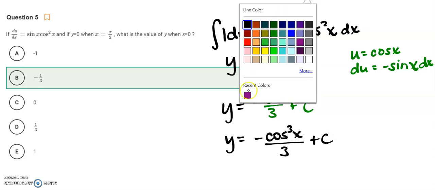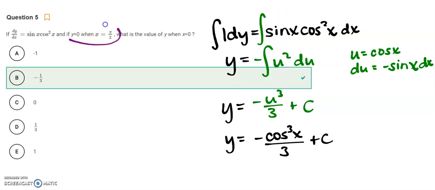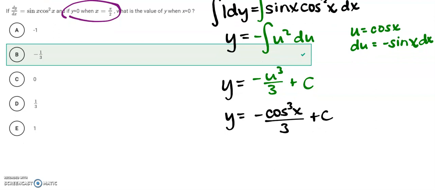And now I'm ready to use that initial condition. So I know that y is 0 when x is pi over 2. Somebody had asked if they should be using their calculator on these problems. This is the type of thing where with that unit circle, we should know our unit circle values at all of those critical angles.